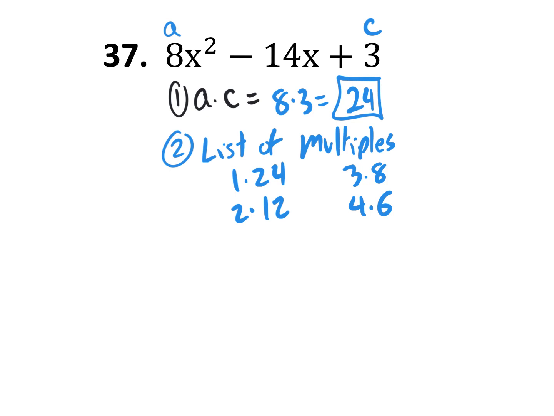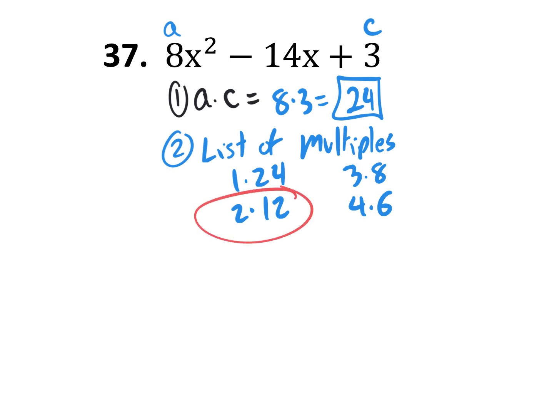So then you go through and you start adding them together. 24 plus 1 is 25. That middle value, b, is negative 14, not 25. If you add 2 and 12, that gives you 14. And that middle value is 14, but it's a negative 14, not a positive 14. So we have the right numbers, we just have the wrong signs.